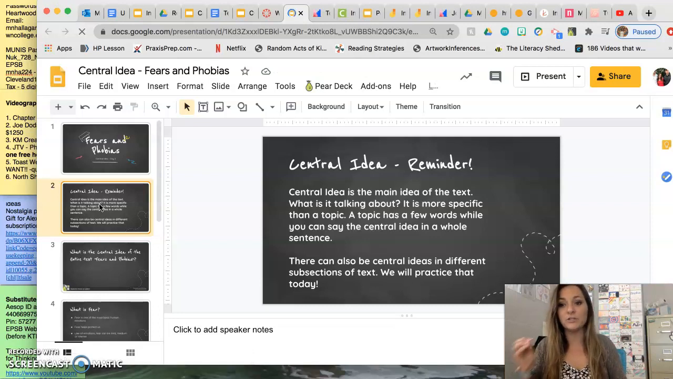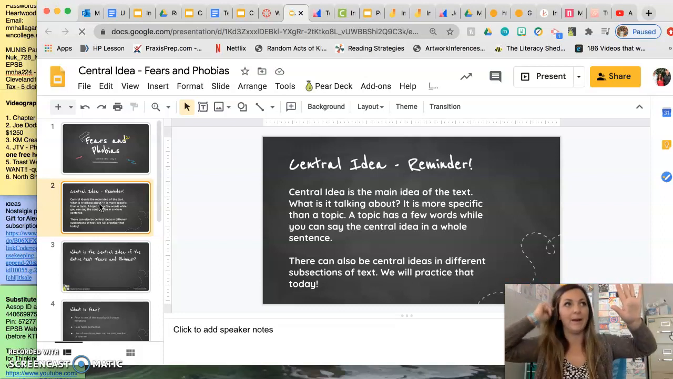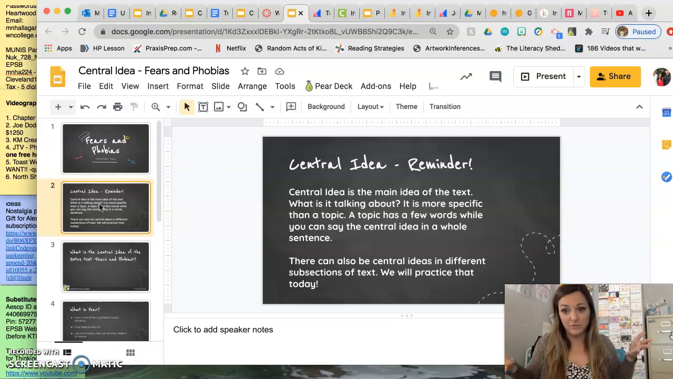Now, I say the word topic, and a topic is 1 to 2 words that describe a broad idea of what you're reading about. So for this, fears and phobias would be our topic. It would not be our central idea. Central idea is more specific. It can be concrete in a sentence, and we are able to see it usually in the text. It's usually in that first paragraph that gives us that idea.